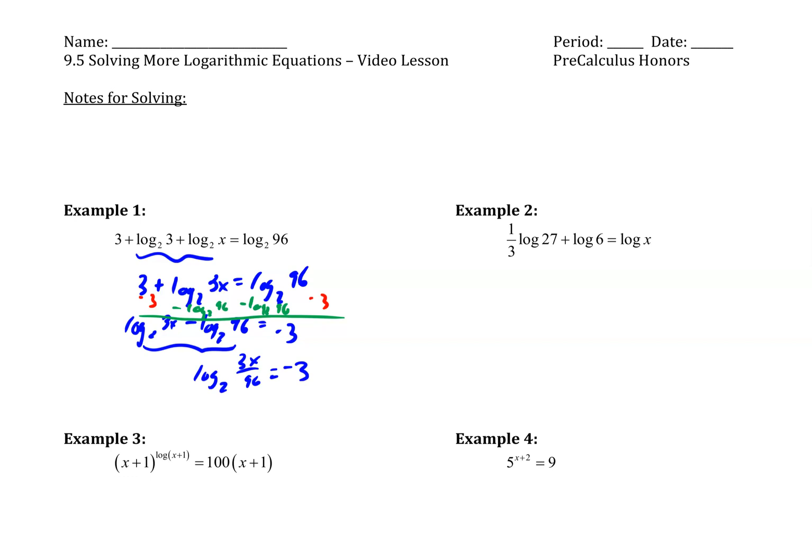Once I'm in this form, now I can rewrite it like we did in the past. So I can go under over. That's going to be 2 to the negative 3 is equal to 3x over 96. This is the same thing as 1/8, because a negative exponent means it drops into the bottom. So it's going to be 1/8 equals 3x over 96. Cross multiply, 24x is equal to 96. X is going to equal 4 when you divide that by 24.